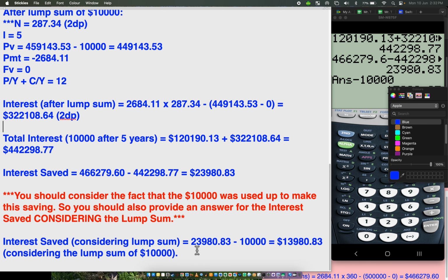That is lump sums. Lump sums can happen at any time. You might want to show what happens if they're later or earlier.